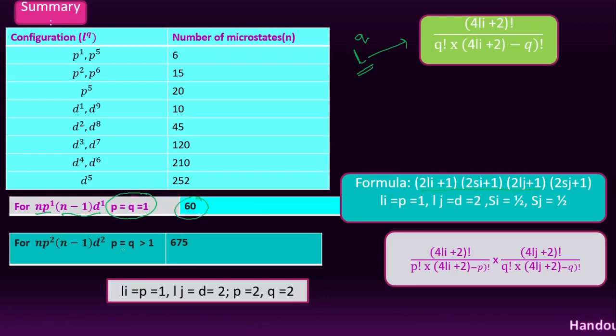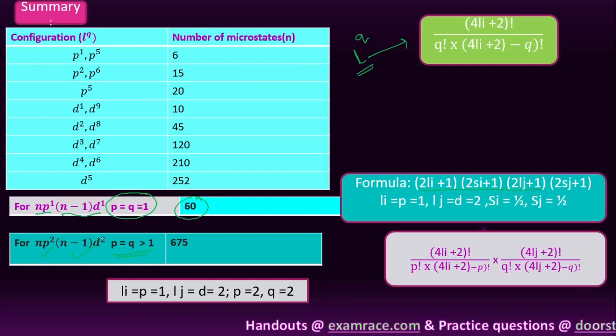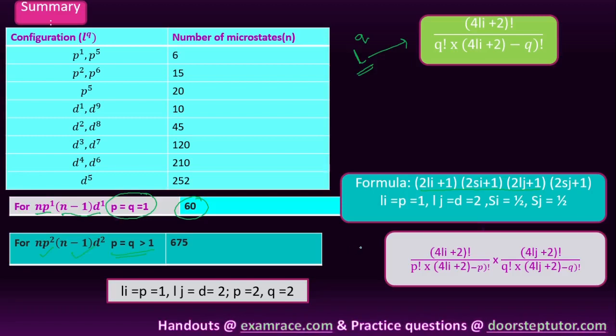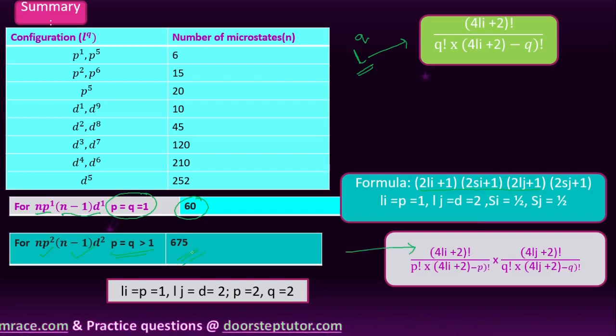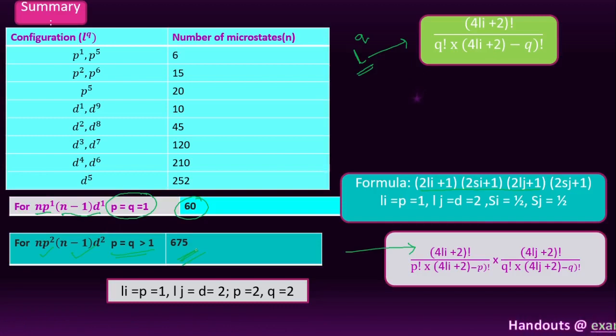If the configurations have greater than 1 electron, so for np2 and (n-1)d2, use this formula, and it will give the number of microstates as 675, right? So this is a simple topic, students, which helps in the determination of the number of microstates of various configurations. Thank you.